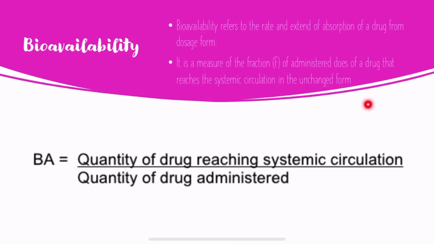Bioavailability refers to the rate and extent of absorption of a drug from a dosage form. It is a measure of the fraction of the administered dose of a drug that reaches the systemic circulation in the unchanged form. Bioavailability is the quantity of drug reaching the systemic circulation divided by the quantity of drug administered. That is the bioavailability formula.